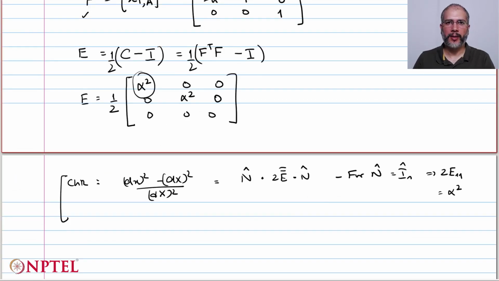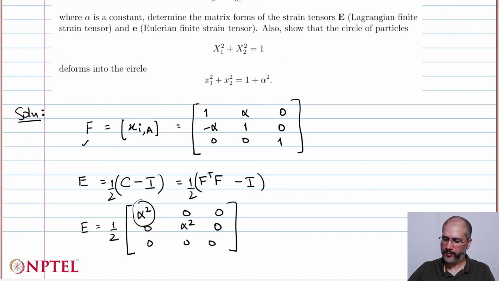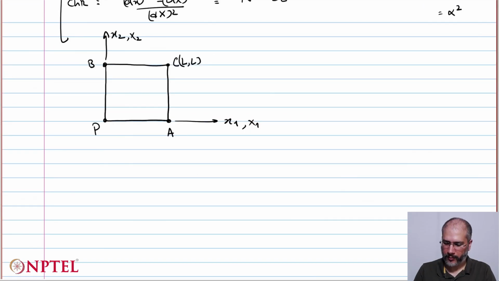But to be able to check that, we need to have some understanding of the deformation. So let us do that now. And again, this is not asked in the problem, but I'm doing that to give you a feel of what the deformation looks like. So let us say we have a cube with points A, B, and C, and point P is where we are quantifying the strain tensors. Remember, this cube is a small cube. So the coordinates of point A is L comma 0, B is 0 comma L, and C is L comma L.